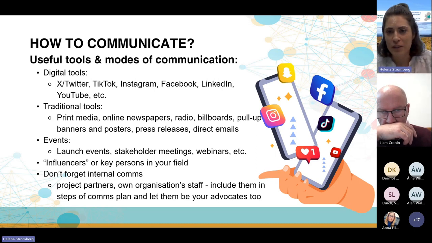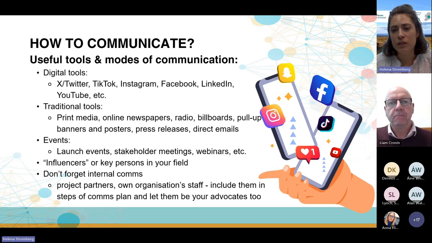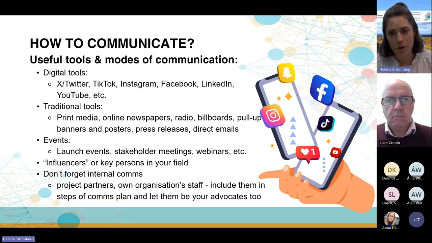And I've put down the word influencers here, and I don't necessarily mean social media influencers, but by all means, if they do help get your project message out there and they help your project, go ahead, use them. But what I specifically mean here is thought influencers. So any key persons in your field, perhaps a professor or maybe a minister, a thought influencer that can help get your message out too. If you reach them effectively, they can also be advocates further afield for your project.